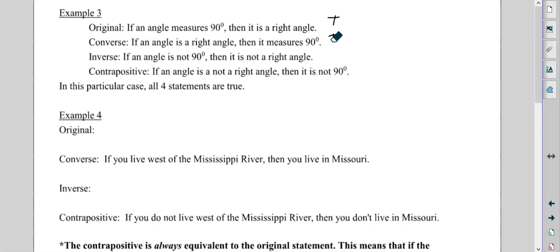Inverse, negate them both. So if an angle's not 90, again, let's pick something, 80, then it's not right. That's true. Let's say it was 100. That's not right. That's true. Contrapositive, switch them and negate them. If an angle is not a right angle, then it's not 90. In this case, again, true, because it's a definition. So it's really hard to come up with a false statement because they define each other.